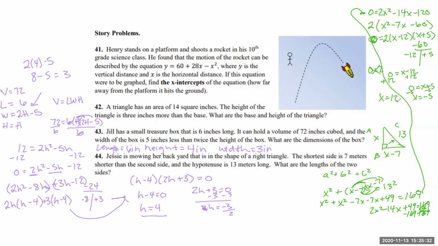So again, a leg cannot be negative. So our side a is going to equal 12 here. So it's 12 meters. So I'm just going to leave it as 12 m. And then for our side b, we have to plug in that x. So 12 minus 7, and we're left with 5 meters. So that's our answer for those.